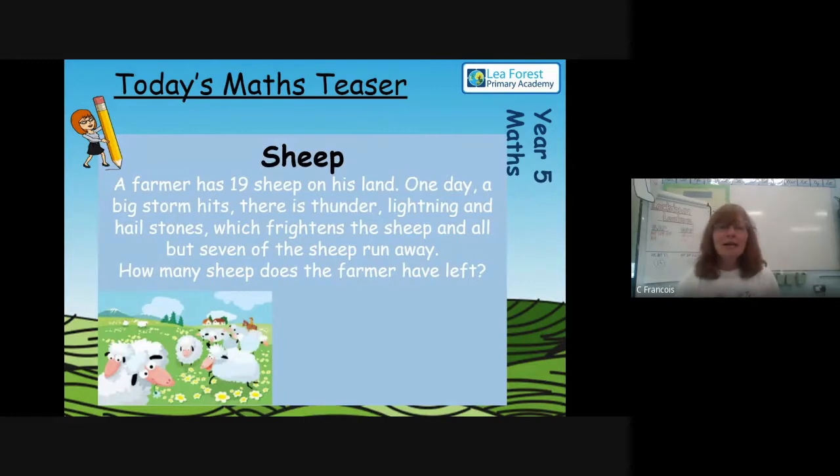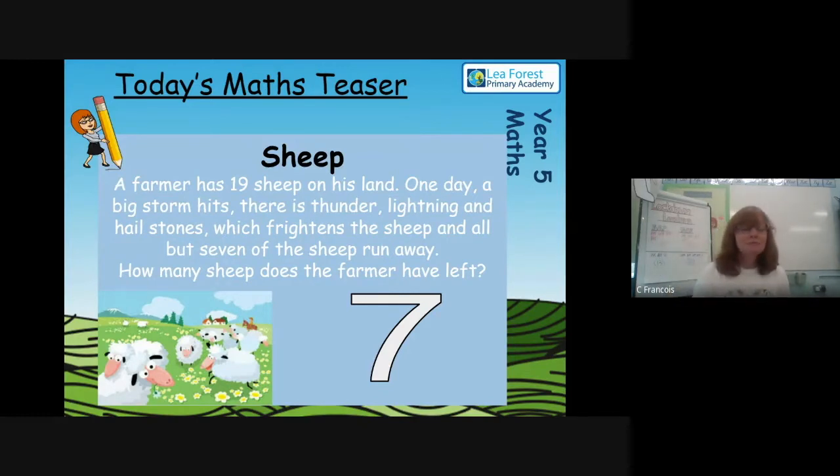So the farmer has 19 sheep on his land. So the storm hits, all but 7 of the sheep run away. So how many does he have left? And the answer is 7, because all of the others run away, which is 12 of them run away, but 7 stay. So all but 7 run away, and that's where the clue is.